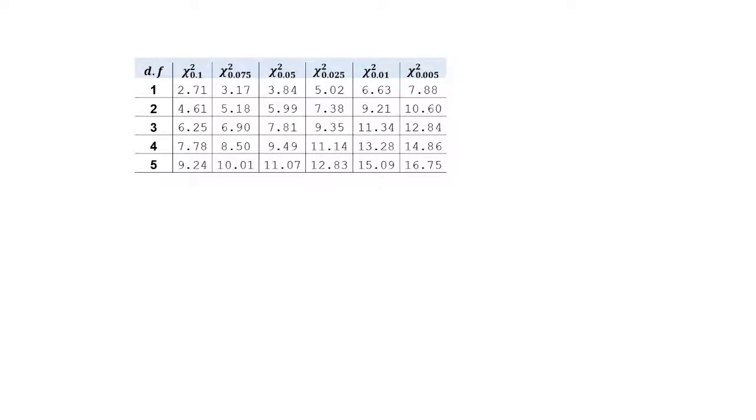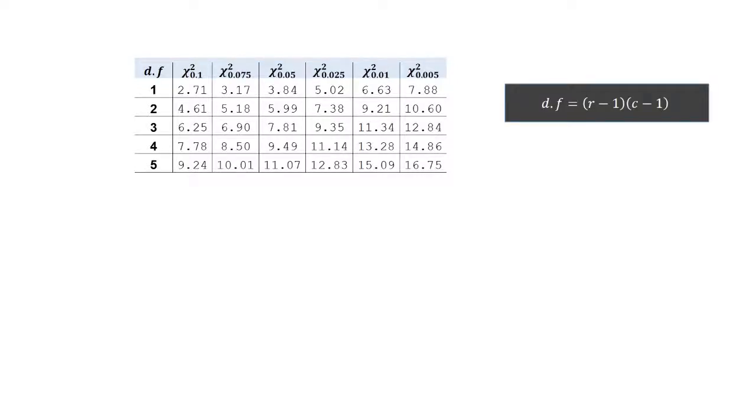We must turn to the chi-squared statistical table, which is available in textbooks as well as on the internet. In order to use this table, we must determine the degrees of freedom for the test. The degrees of freedom, you'll notice, are written as DF on this table. They have different values. In this particular case, the degrees of freedom are determined as the number of rows minus 1 times the number of columns minus 1.